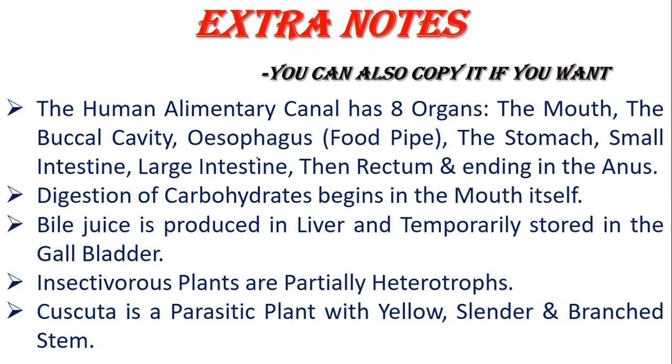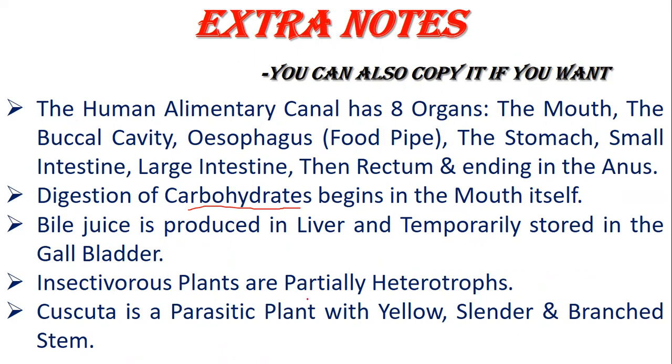Second, digestion of carbohydrates begins in the mouth itself, and carbohydrates form sugar in the mouth. Bile juice is produced in the liver and temporarily stored in the gallbladder. In the video, I have shown you where the gallbladder is and I have told you everything.